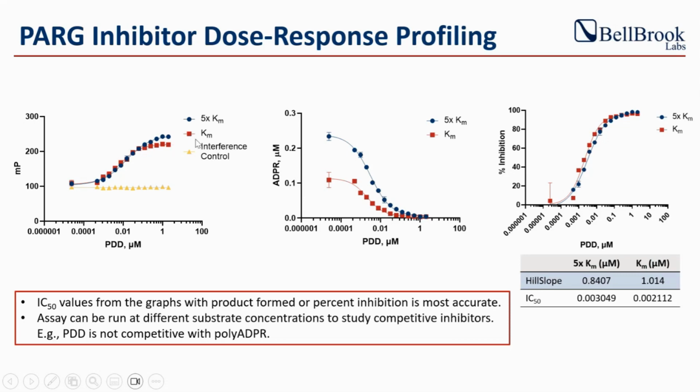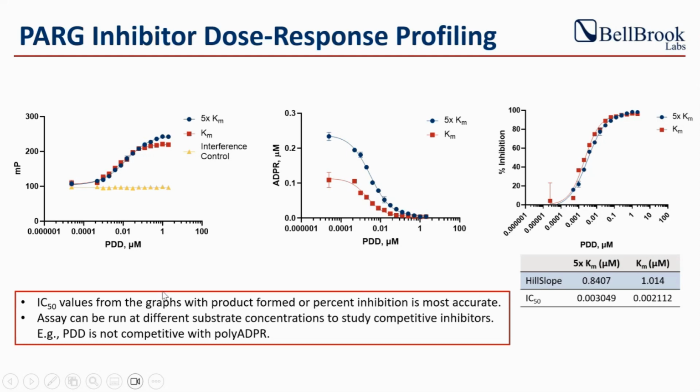So I run at Km, also at subsaturated condition 5 times Km, and I have the interference control here to show that the inhibition is actually inhibition and not interfering with the detection. As you can see, this is the case here. It's really the inhibition response, not an interference response.